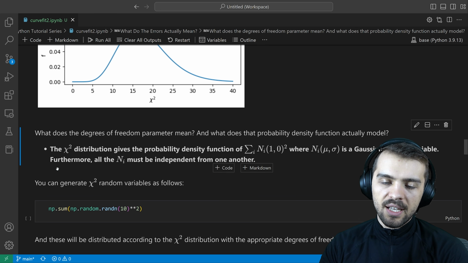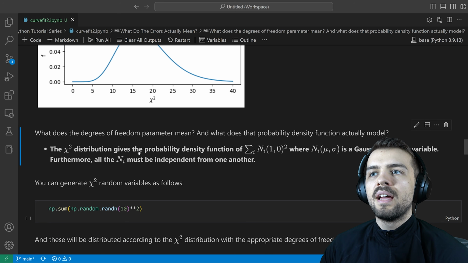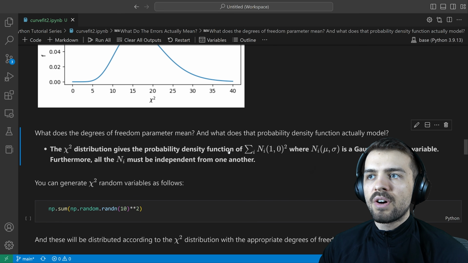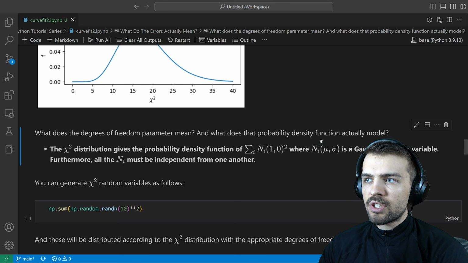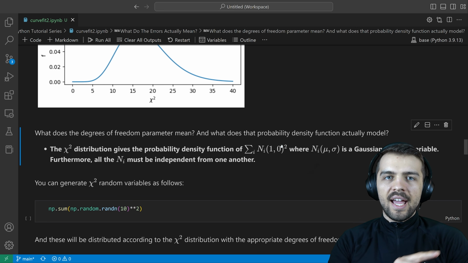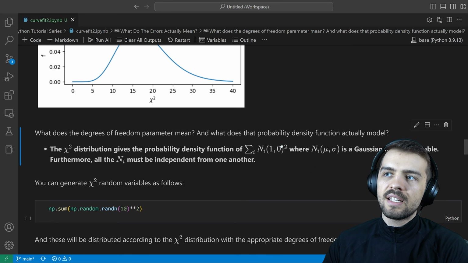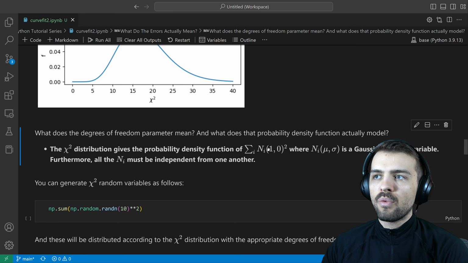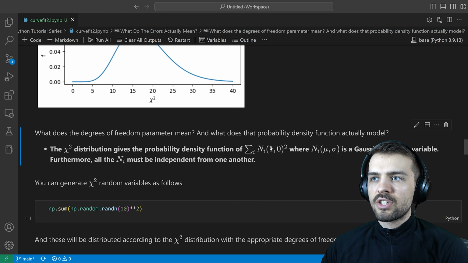So this is where you understand the chi-squared distribution. The chi-squared distribution, this distribution you see here, is the probability density function of the following sum. So it's the sum over i, n_i squared. So the question is, what the heck is this? Well, n_i of mu, sigma is a Gaussian random variable with mean mu and standard deviation sigma. So n_i is a random variable that's distributed according to a probability density function with a standard deviation of 1 and a mean of 0. So it's a bell curve centered at the origin with a standard deviation of 1.